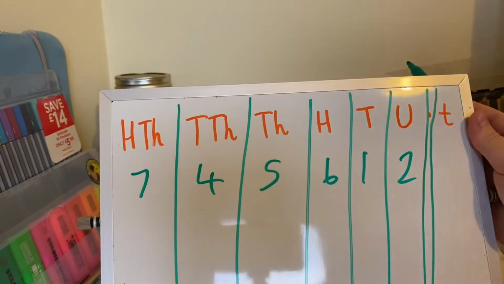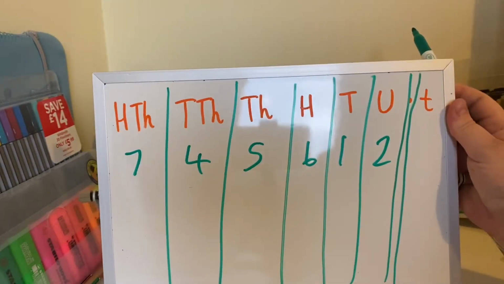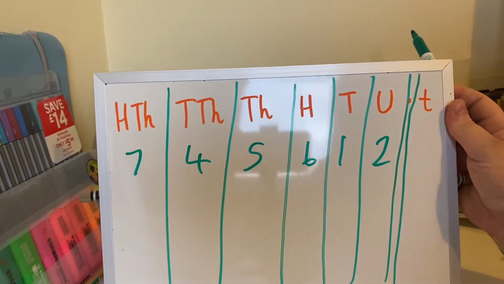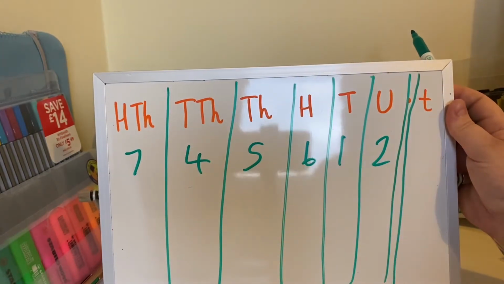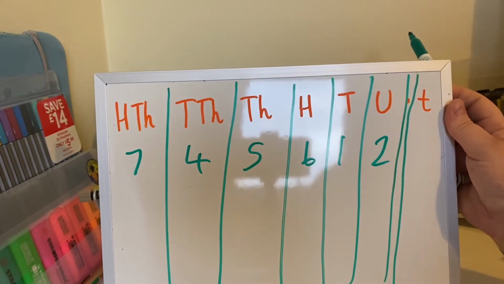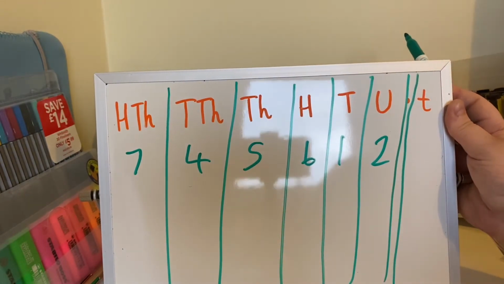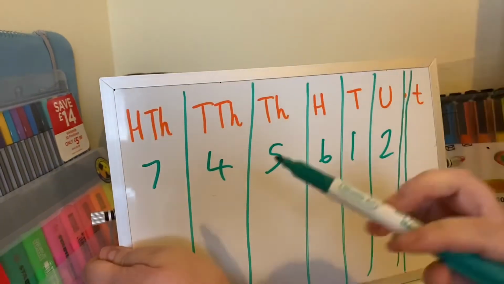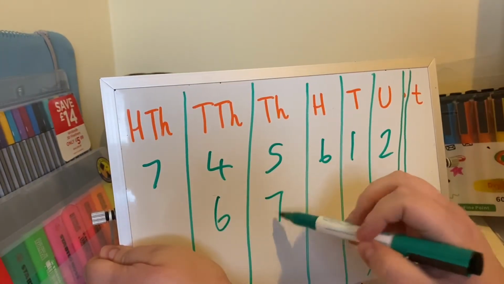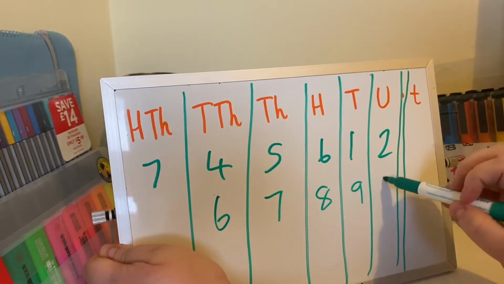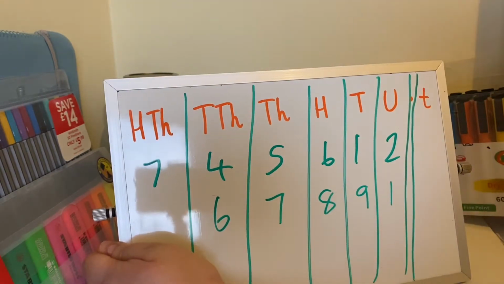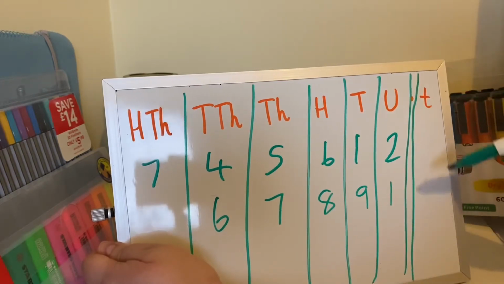So I have just written in these numbers here. I've written digits 745612, and that number would read as 745,612. Now you can also ask the pupil to write a number. So you could say, right, can you write the number for me? 67,891. So was it 67,891?